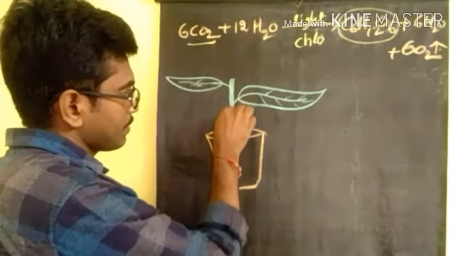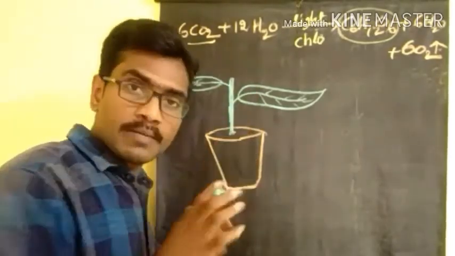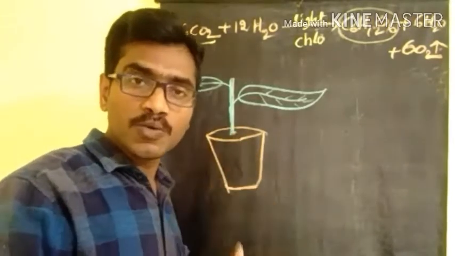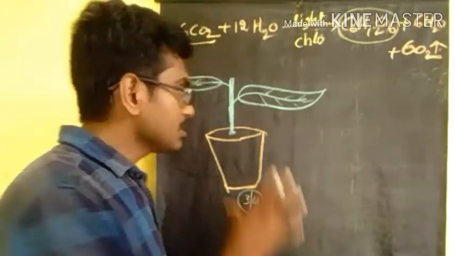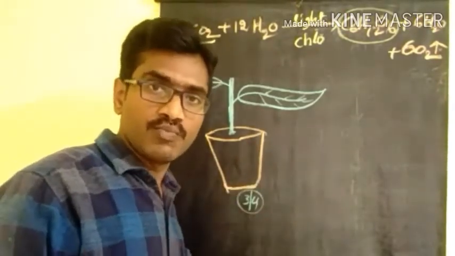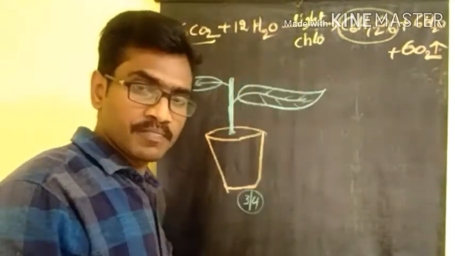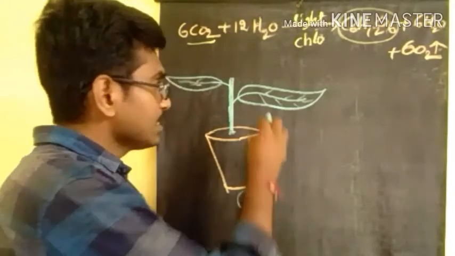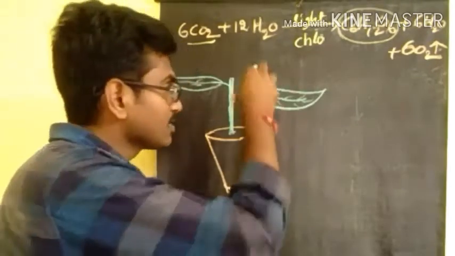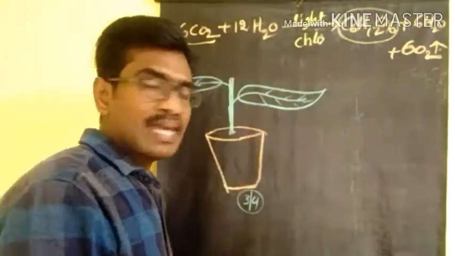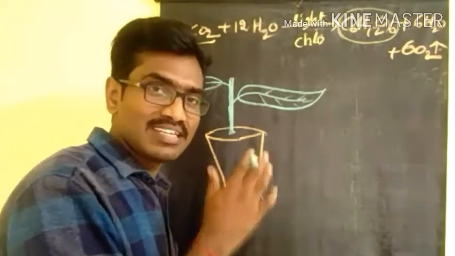The first step in this experiment is to keep this potted plant in a dark room for 3 to 4 days. Why? To remove the starch which is present in the leaves. How is it removed? No new food material is made inside, and the remaining food present in the leaves is utilized by the plant, so we can make the leaves free from starch by keeping the plant in the dark room for 3 to 4 days.